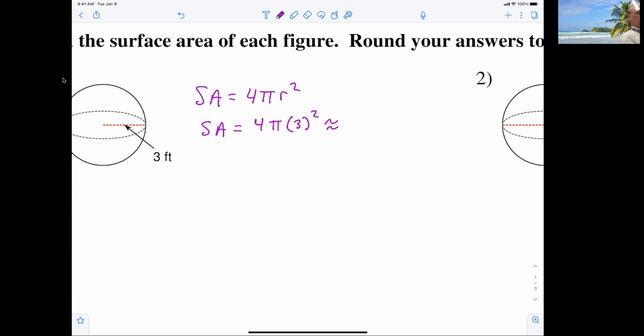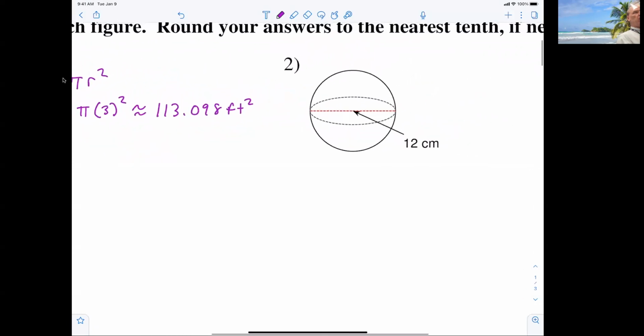Got 113.0, 98. 9798, we're not worrying about it. Square feet. All right, now if you can't type that in the calculator, now we need to find out why. Anybody have an issue with that? Anybody have an issue? Ethan, you doing okay back there? Brennan?